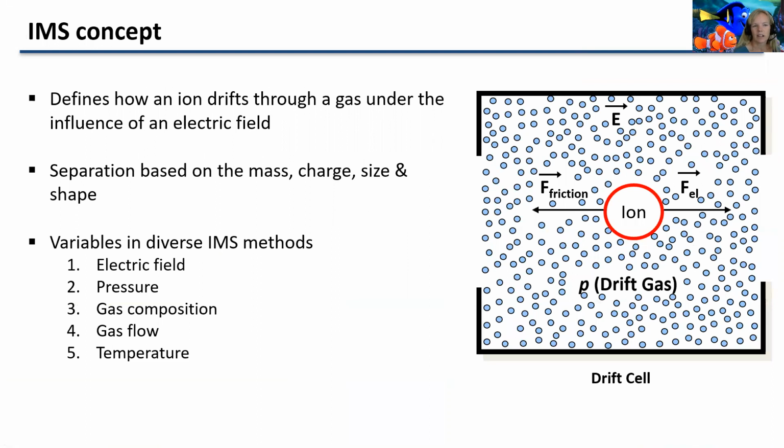Today we're going to talk about how ion mobility, in all the different types, defines how an ion drifts through a gas under the influence of an electric field. This is defined based on the separation using mass, charge, size, and shape. However, what distinguishes the different ion mobility methods are the electric field, the pressure, the gas composition, gas flow, and temperature. We're going to talk about that today so you understand why the different methods can be distinct.